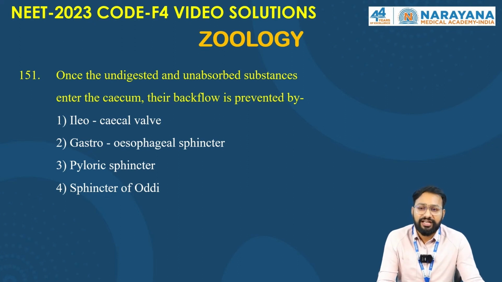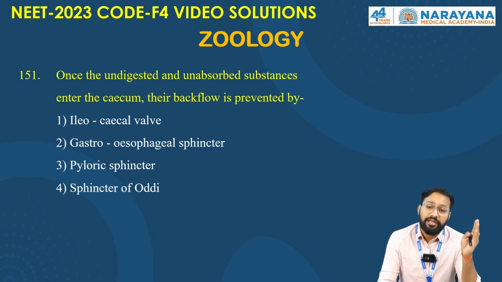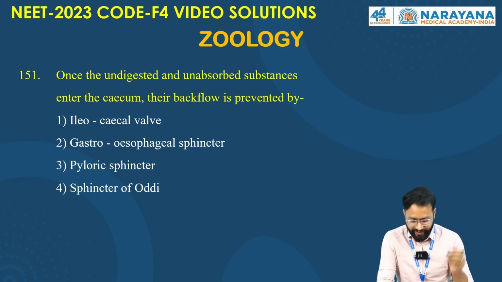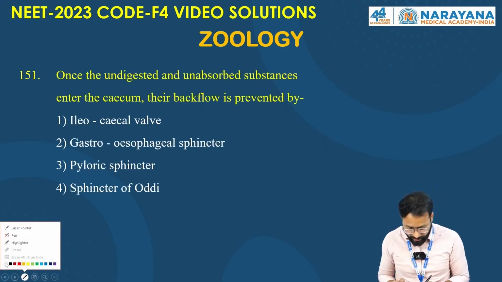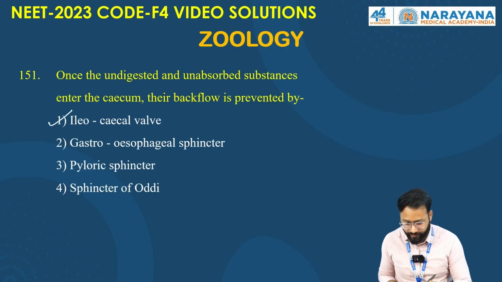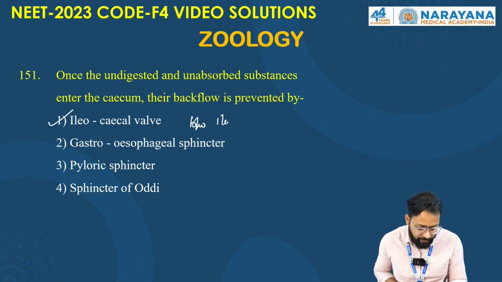Over here, a question is asked related to the entry of food from the small intestine into the large intestine. The undigested food which is not absorbed, when it is entering from the ileum into the cecum, is prevented by what? It is prevented by the ileocecal valve. It is present between the ileum and cecum.